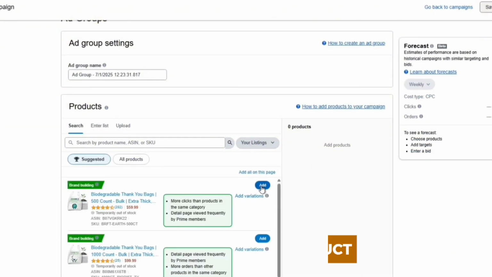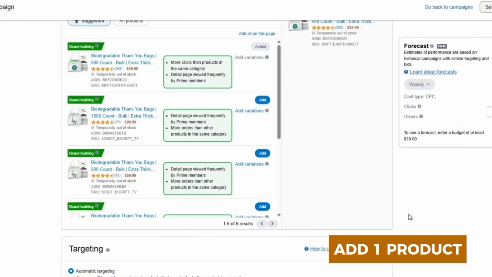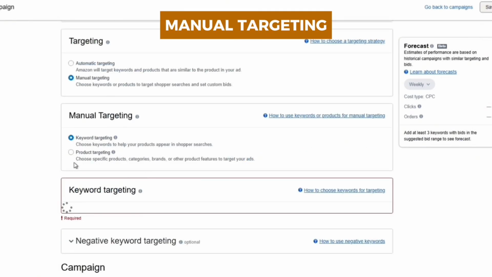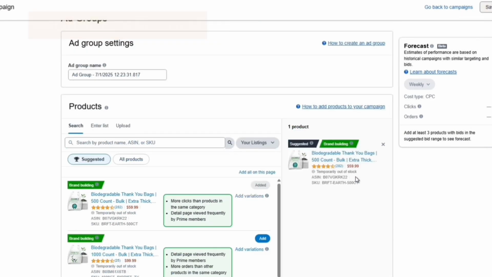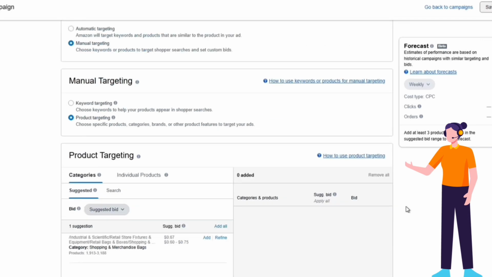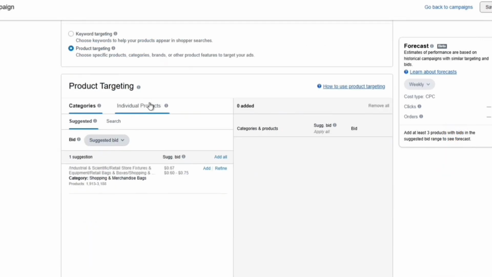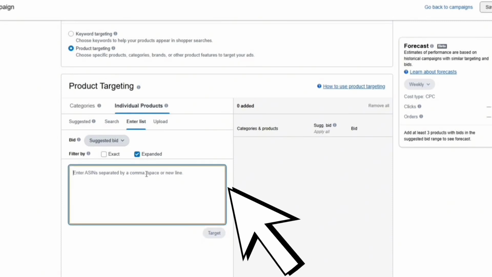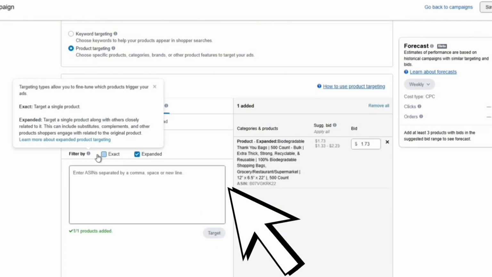And you're just going to add one product, okay? Just one. Don't go crazy adding all of your products, right? Now you're going to do manual targeting. You're going to do product targeting. And what you're going to do is you're going to retarget your own product. So you're going to copy this ASIN. Okay. You're going to do individual products and you're going to do expanded. So enter list expanded and retarget your own product.